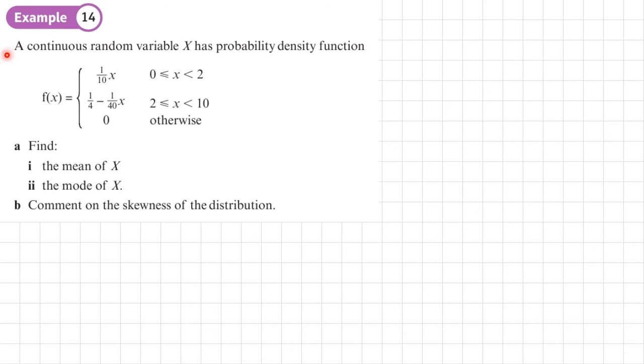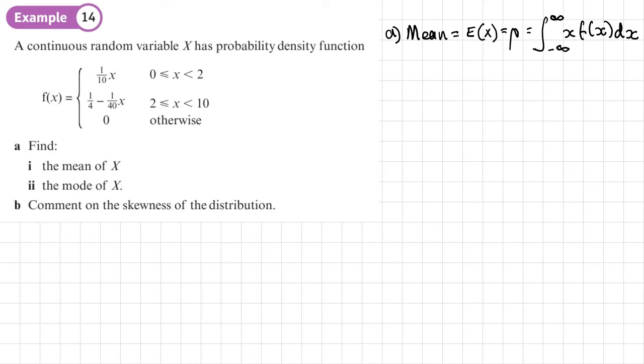Example 14. A continuous random variable x has the PDF given here, so I can see it's a piecewise function. The first thing I want to do in part A is to find the mean of x. So for part A, we need to remember that the mean of x is E of x, and the way that we find E of x, the mean, is we need to integrate x f of x with respect to x.